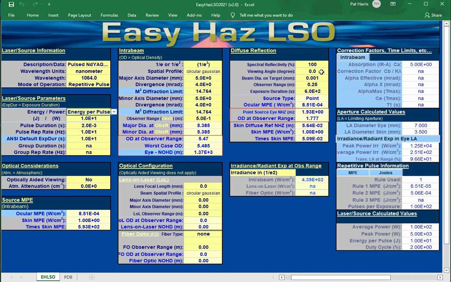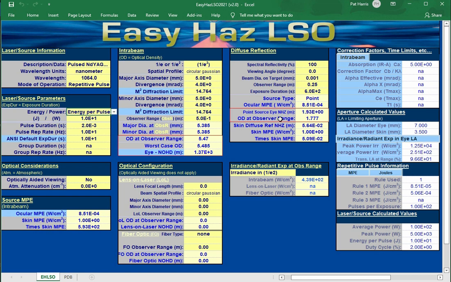We have a viewing angle of 0 degrees, so that means we're looking at our most conservative case here. We're going to keep it a small beam on target so that we stay with the point source, which is our most conservative result between point and extended. Our observer range is 1/4 of a meter, and we'll stick with the exposure duration for diffuse reflection of 600 seconds. The MPE for 600 seconds and 10 seconds is the same, so that's why our intrabeam ocular MPE and our diffuse ocular MPE are the same.